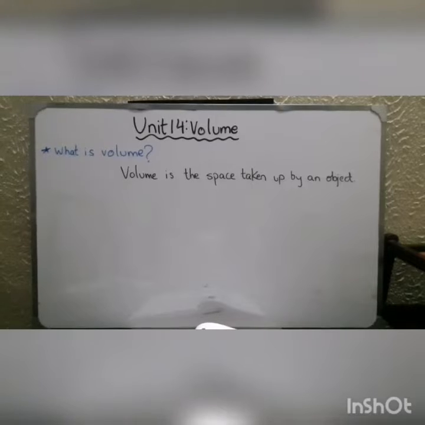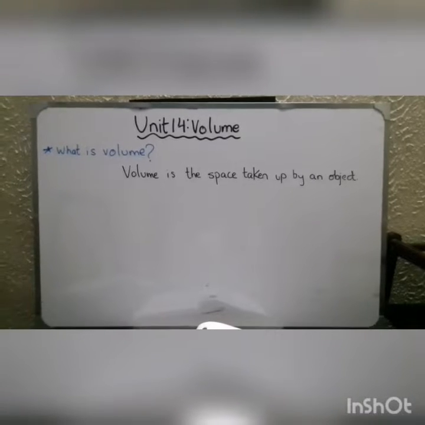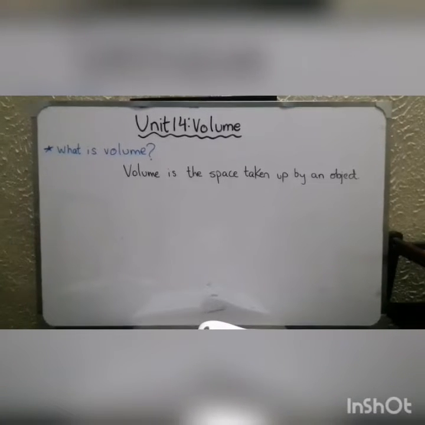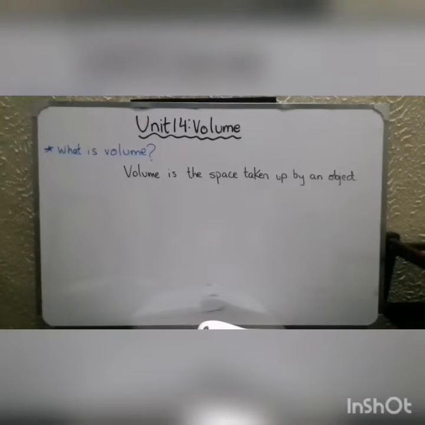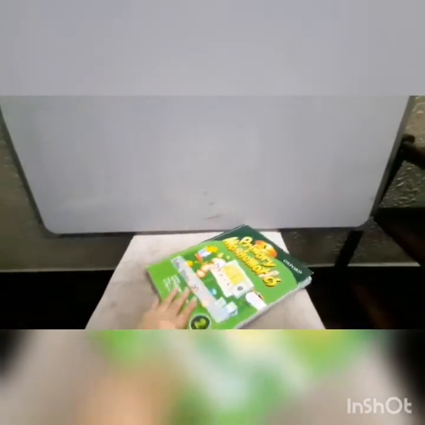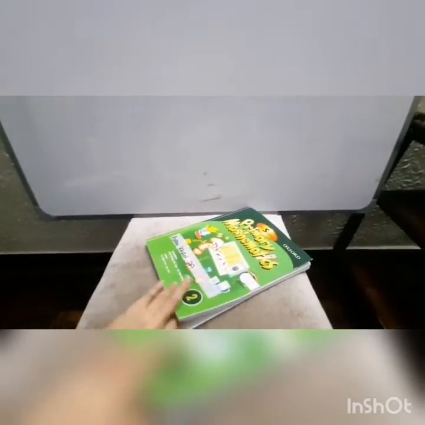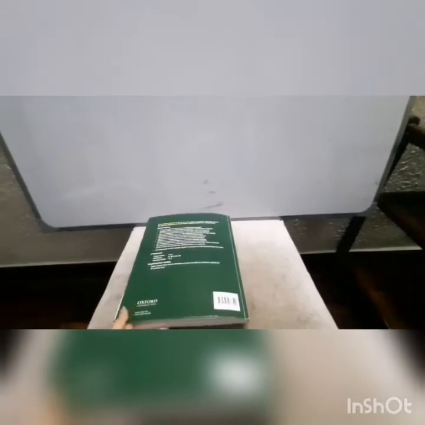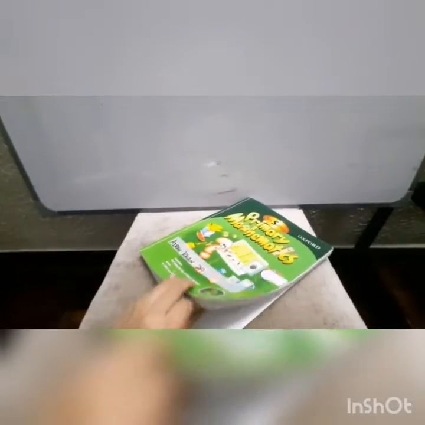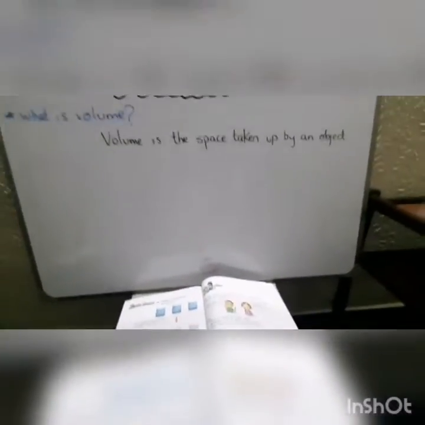Today we're going to start off Unit 14, which is called Volume. Of course, everyone's first question is going to be, what is volume? So volume is the space taken up by an object. For example, if you just have a look at your book, this is a 3D object, isn't it, you guys? Look. And every 3D object takes up a certain amount of space. The space that is taken up by that object is its volume.